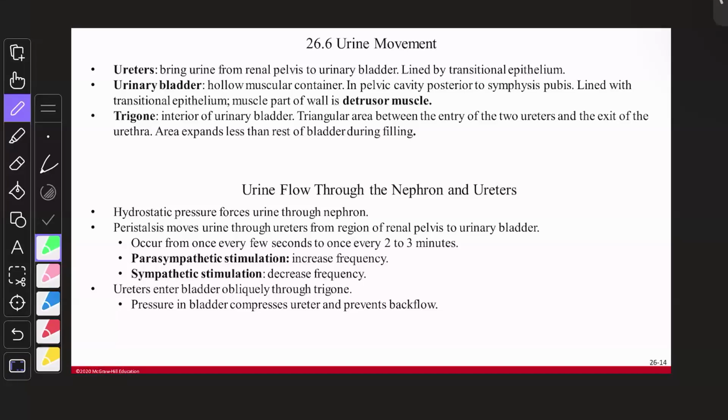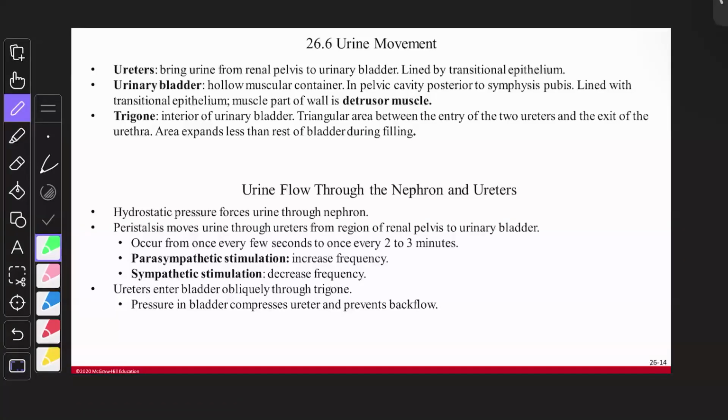Okay, hydrostatic pressure. We're going to go back to this. I know this is everybody's favorite word. What is hydrostatic pressure? The pressure of fluid in general being exerted on the wall, right? Does this sound familiar? Remember we had hydrostatic pressure in the capillary and hydrostatic pressure outside of the capillary.